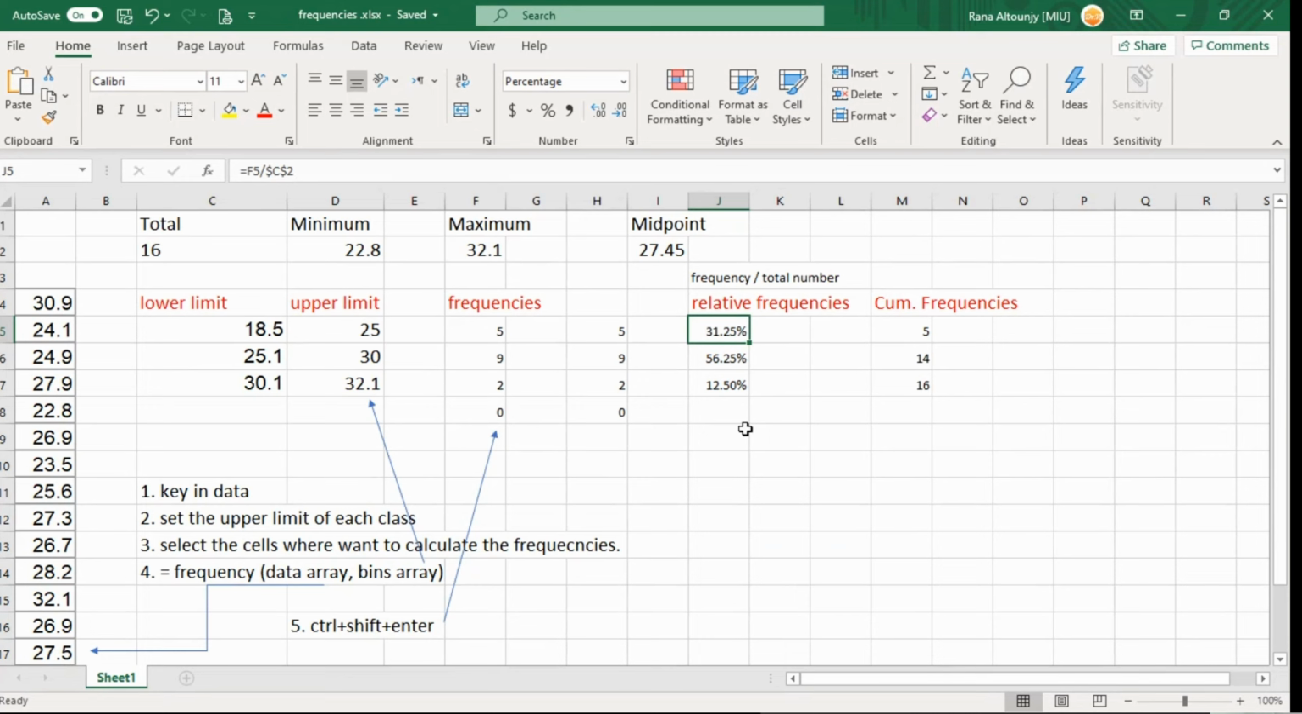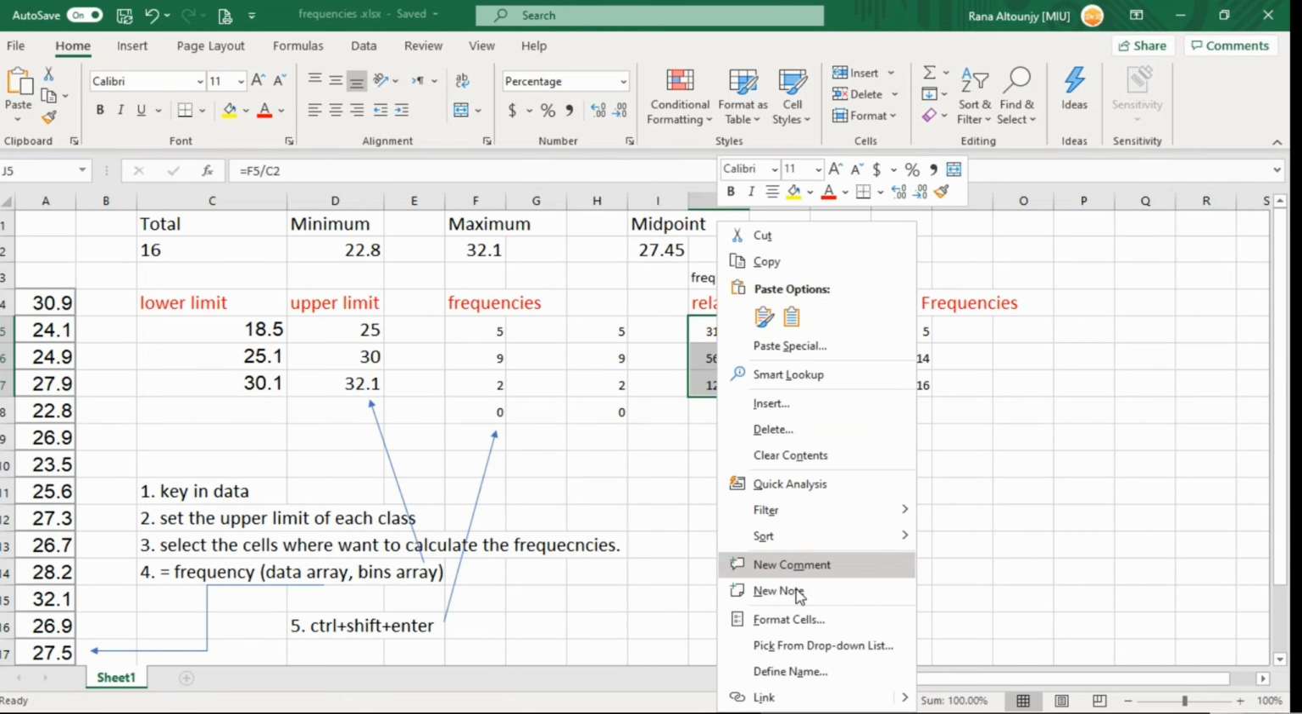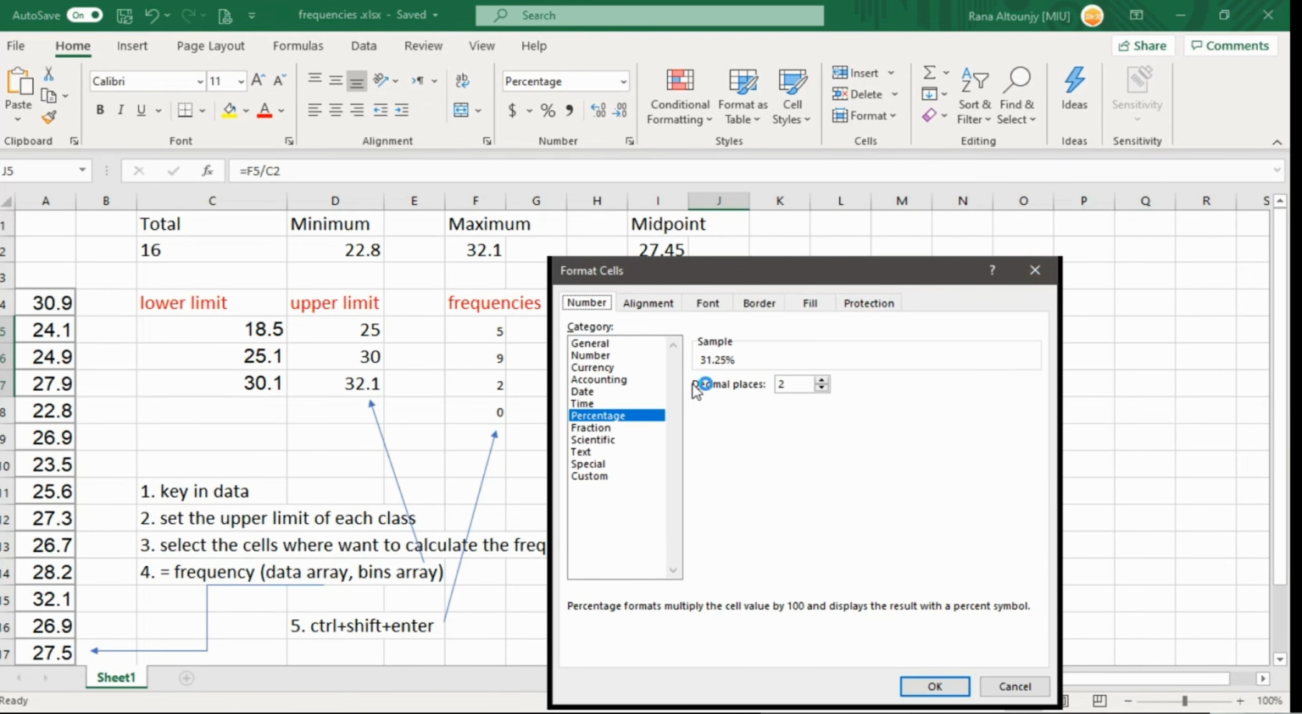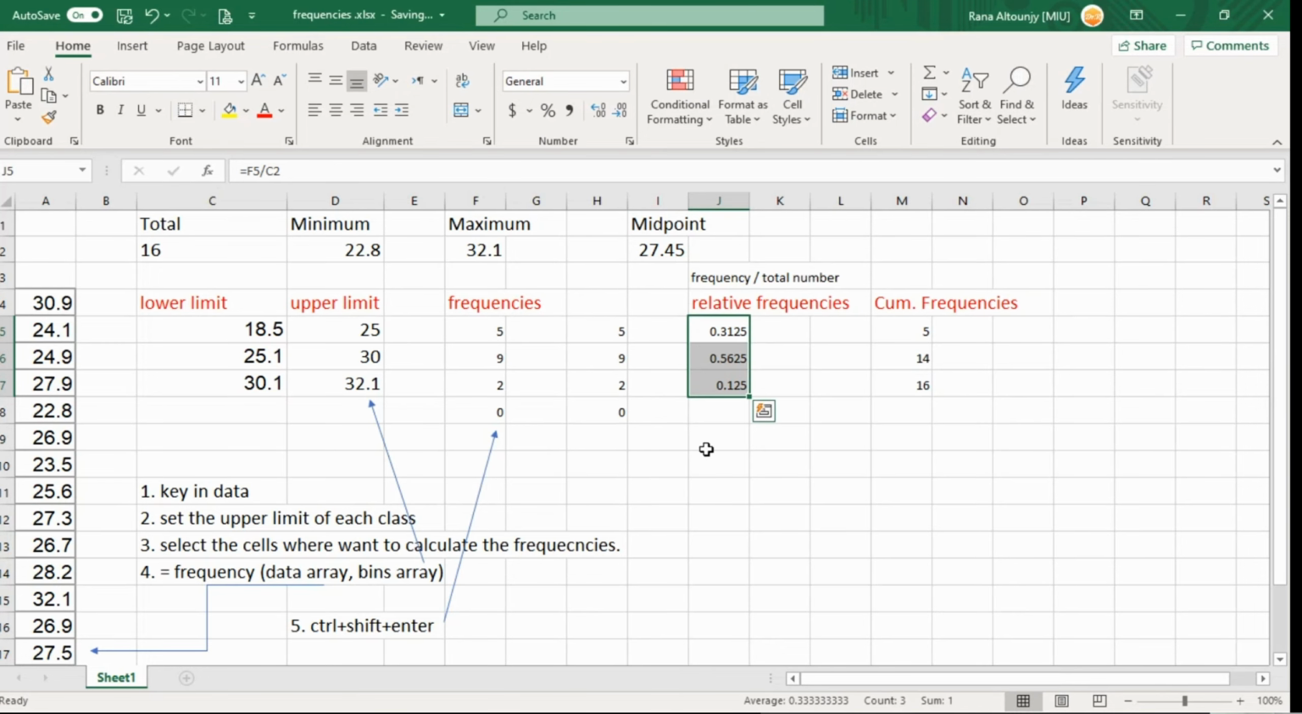Then, you remember that relative frequency is dividing the frequency by the total, right? So how do we calculate it? Equal the frequency of the class divided by the total. Enter. It will show us. Sometimes it shows just a number like 0.something, so we need to change the cell type. This one is showing as a decimal. If you don't want it to show as a decimal, it will show like this, in the normal calculation.